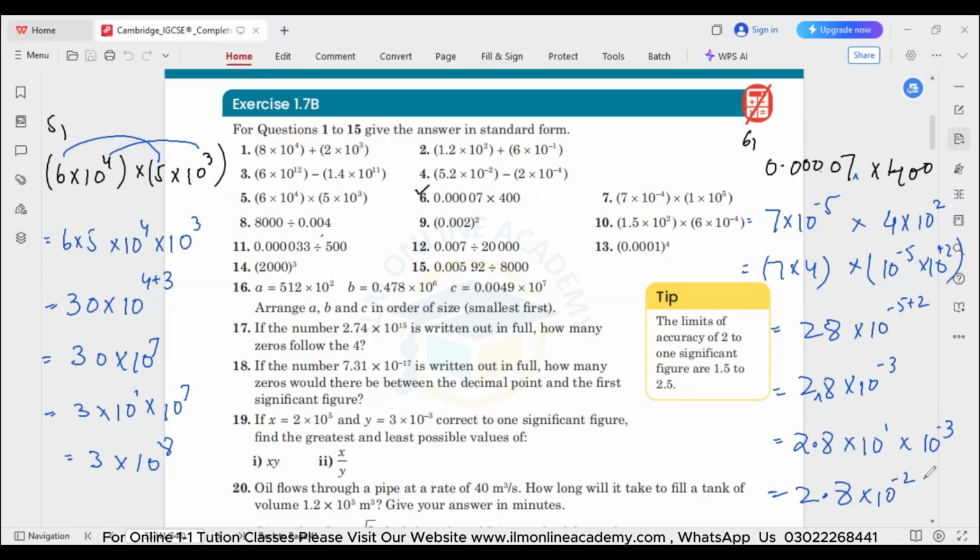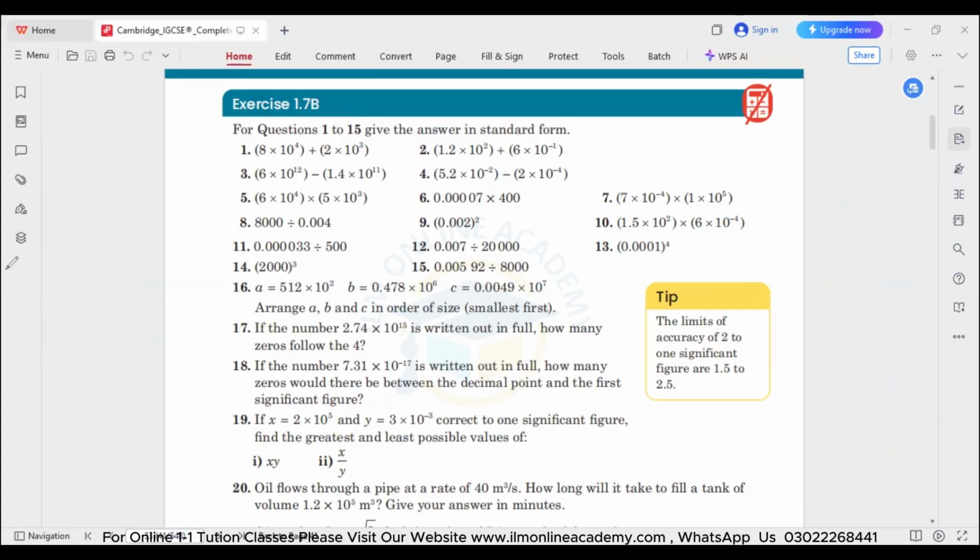Okay. Similarly, you can try part number 7. Again, this is according to the multiplication. So you can try how you will work on this one. And if you still have a problem, you can just ask me in the comment section. Okay, next is the eighth part. So in the eighth part, now they have given us division instead of multiplication. So we have 8,000 divided by 0.04. Okay.